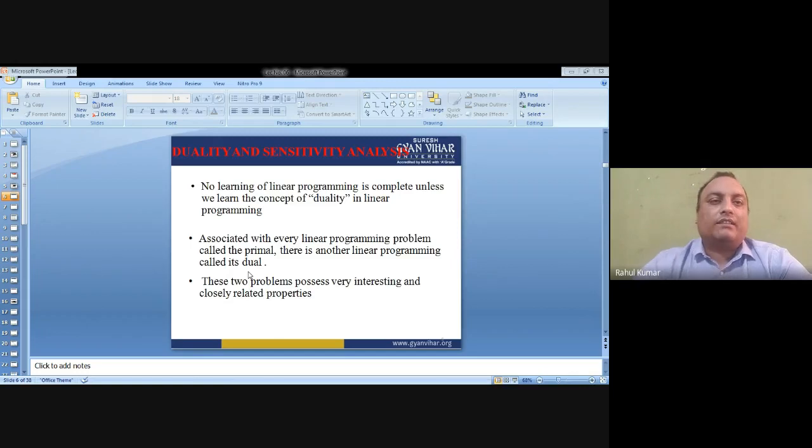And the second point is that associated with every linear programming problem, or the primal problem, there is another linear programming problem called its dual. These two problems possess very interesting and closely related properties.